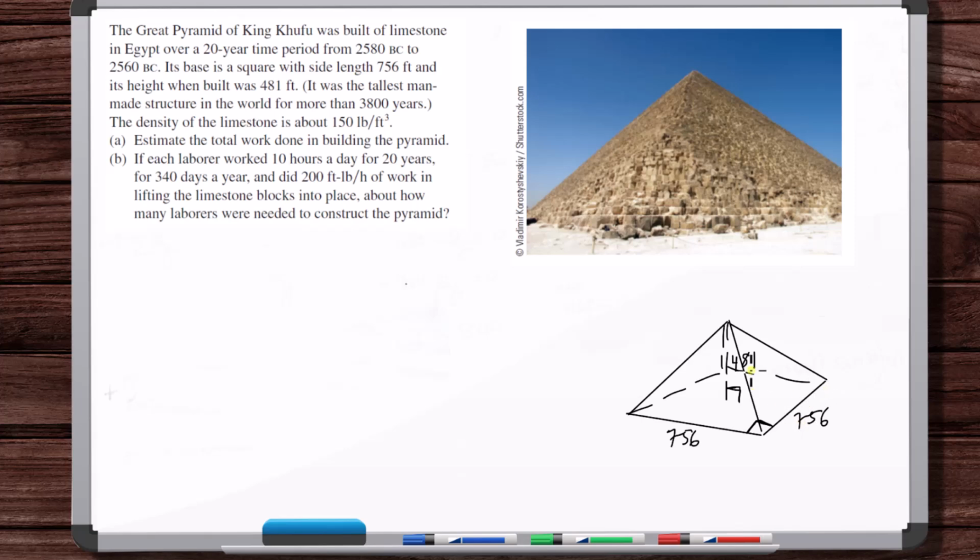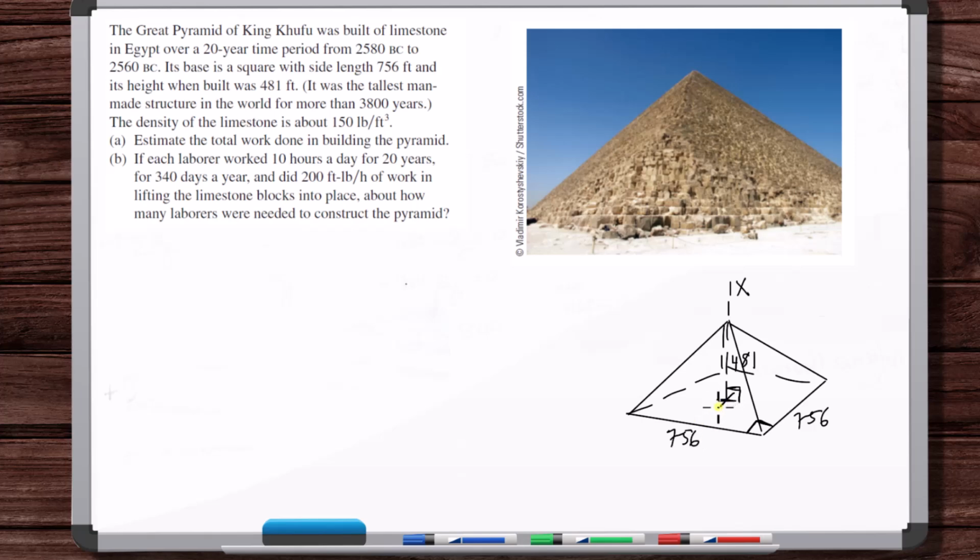So what we're going to do is, as the independent variable, we're going to use the height axis. We'll call this x. And this is x equal to 0.